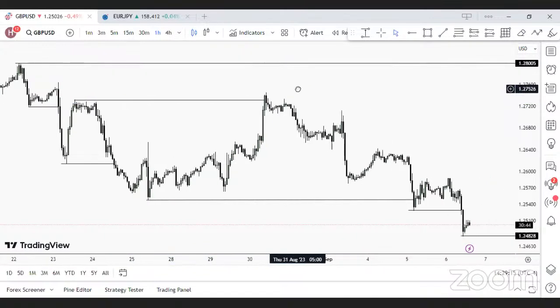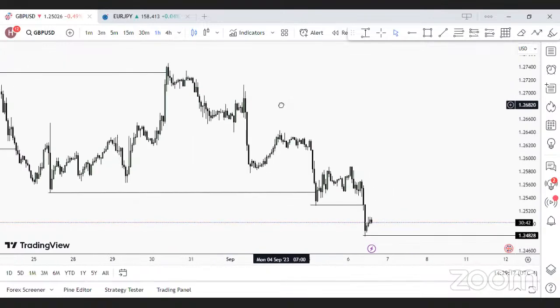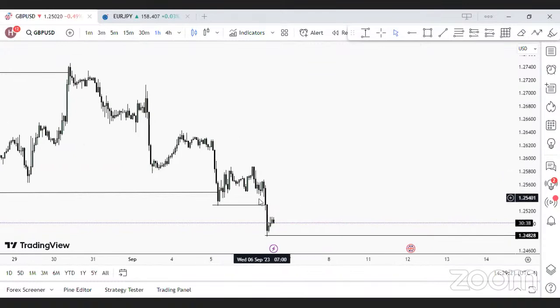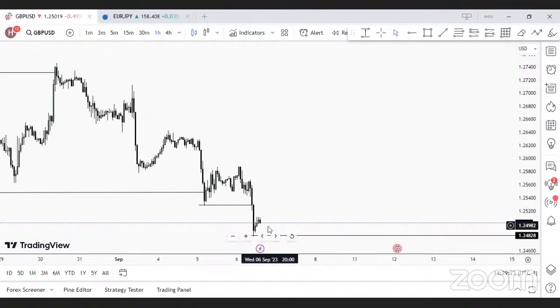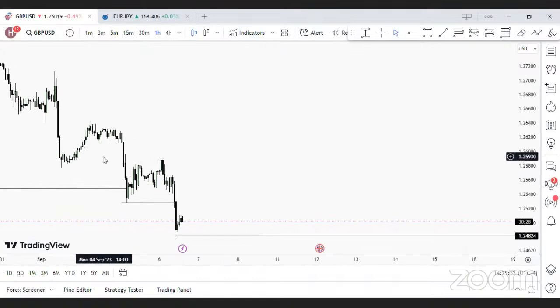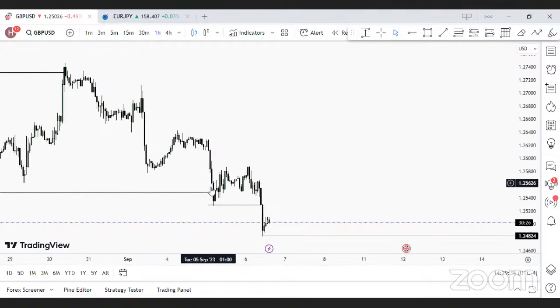So right now, what we are looking for right here is a sell opportunity. Okay, we are looking for a sell opportunity because the market has continued to break structure to the downside.